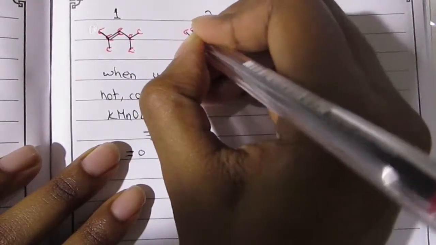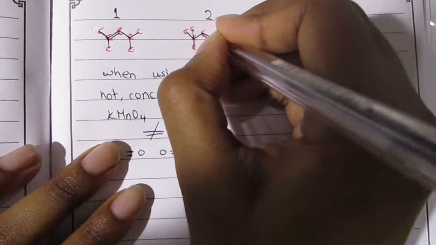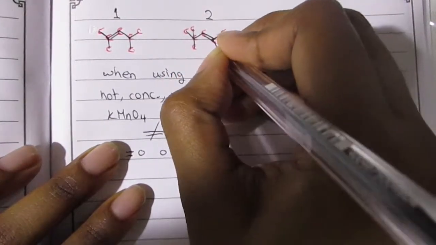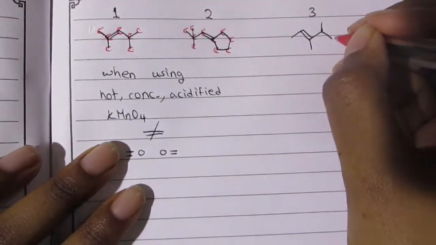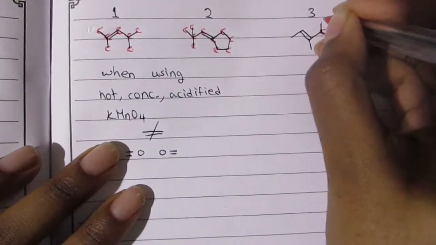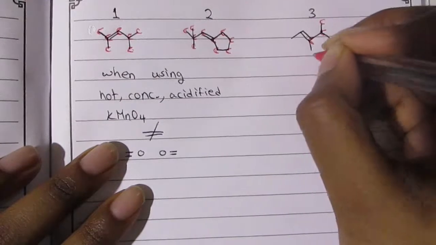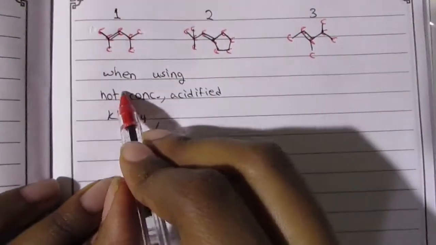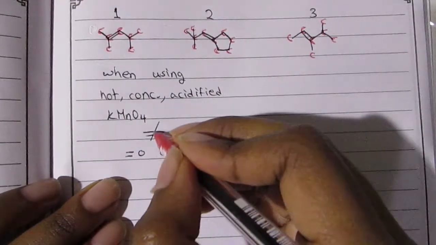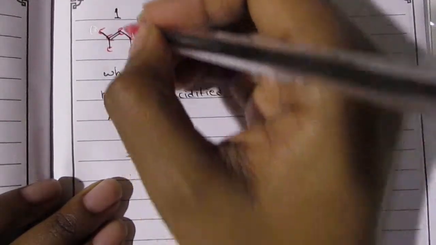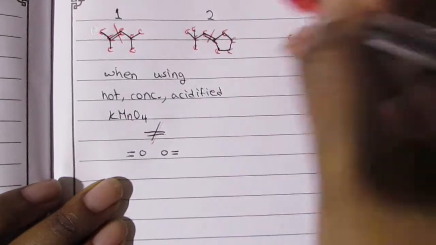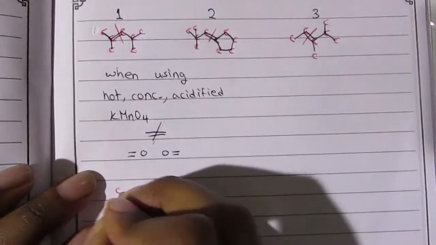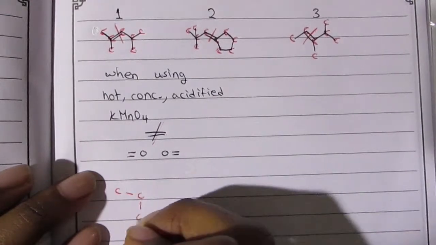So I'm going to place in all the carbons, and I'm going to tell you, when using hot concentrated acidic potassium manganate, the double bond would be broken in half, and you're going to have oxygens on each end. So we're going to do that for the first one, and you're going to realize that it works for all of them. 1, 2, and 3 will be correct, and the answer would be A. But let's try it out first. So I'm going to just draw it out here.